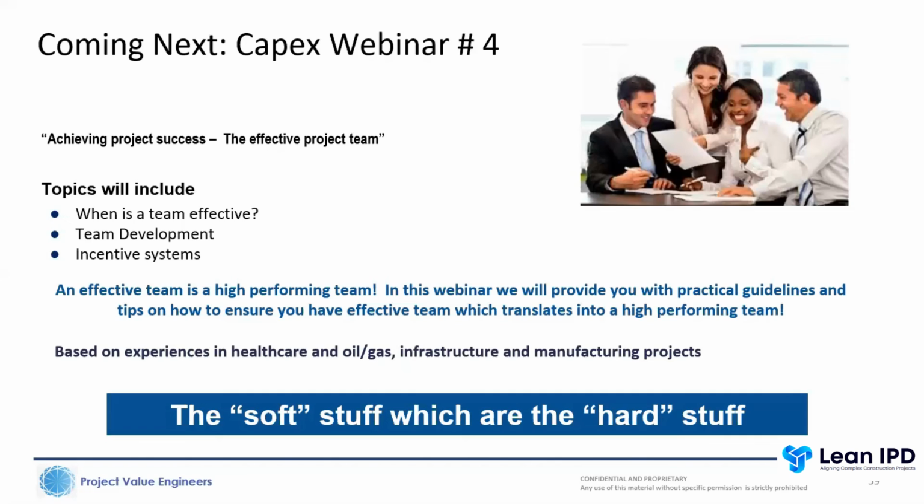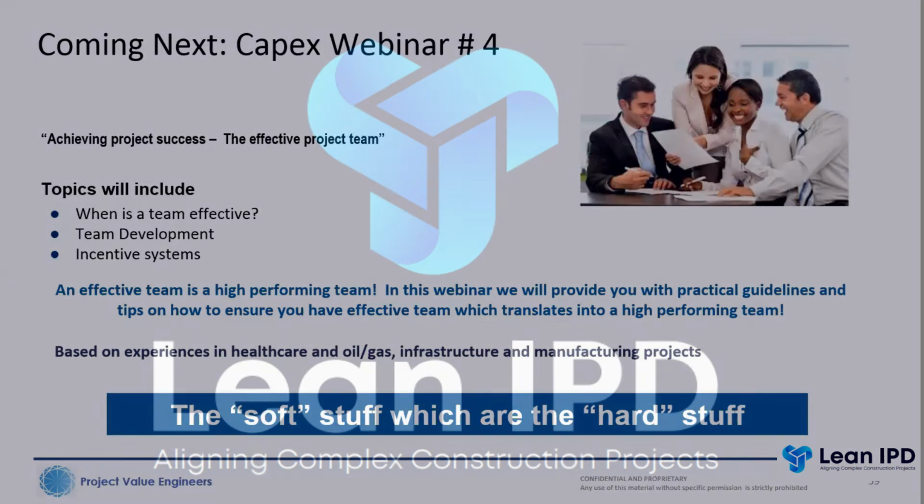In 2 weeks, again on Thursday, we will be doing the fourth and final webinar, which is going to talk all about creating and maintaining effective teams throughout the entire life cycle. So this will span the early feasibility stage all the way through the closeout and commissioning phase of a project. And so this is the soft skills, which in many ways is the thing that's much harder to achieve on projects.